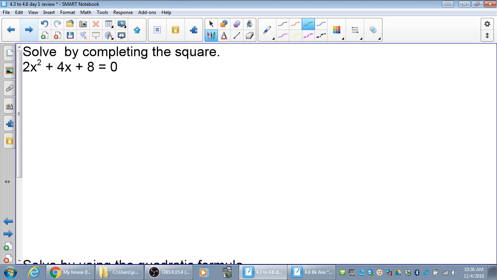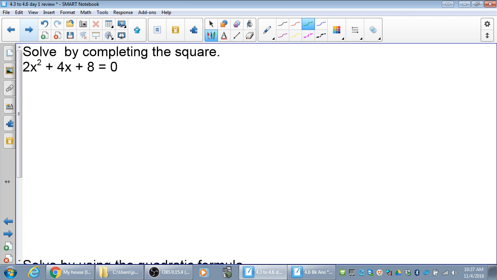Solved by completing the square. CTS, complete the square. Please jot that down. What is the first step on this one?